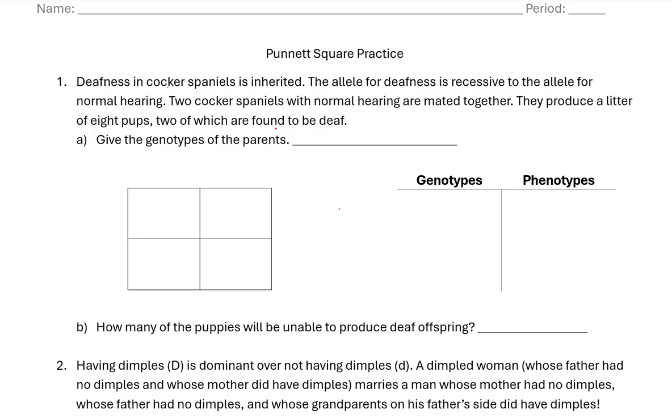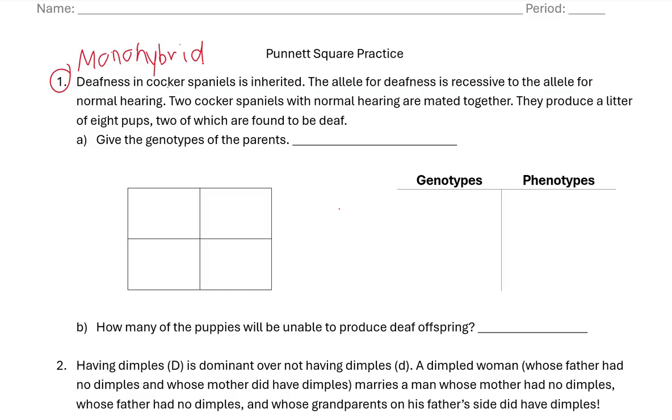Hello, this is Mrs. Pellegrino, and I'm going to work out a Punnett Square practice problem with you guys so that you can finish the rest of this practice by yourself and hopefully have no issues. The one that I'm going to do with you guys is number 1, and this is a monohybrid cross. In the next video, I will do a dihybrid cross, so be sure to look out for that.